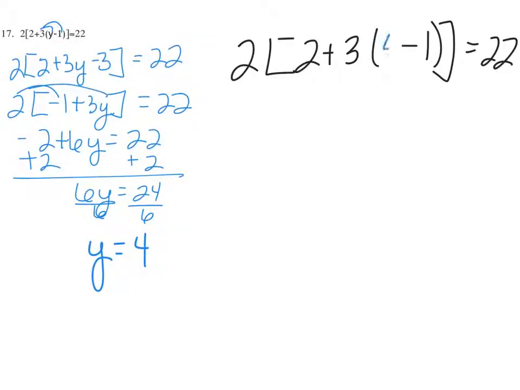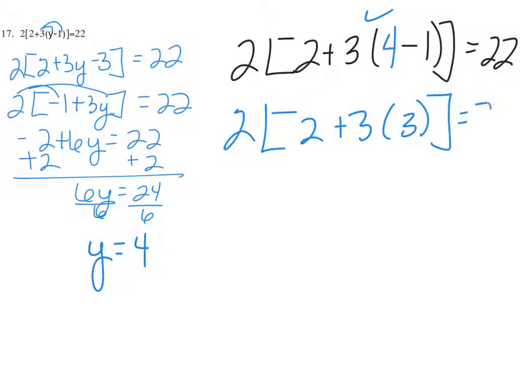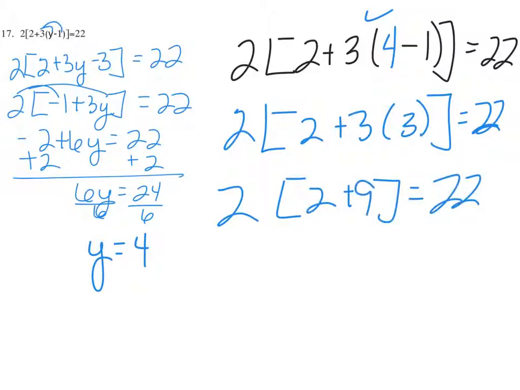Replacing y with 4, I'm going to check to make sure it worked. I have 2 times 2 plus 3 times 3. I hope equals 22. So 3 times 3 is 9. And sure enough, 2 times 11 does equal 22.